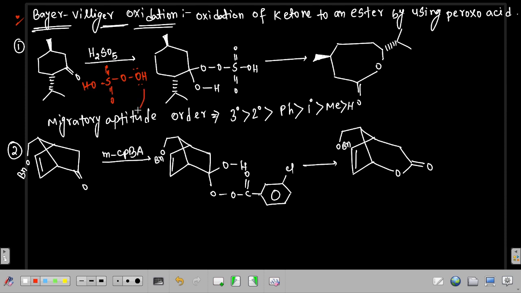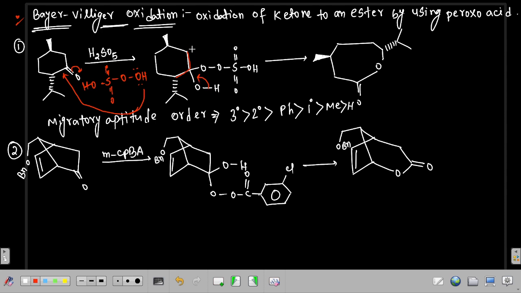Okay, so this lone pair of oxygen will react on this carbonyl and this bond will shift, and it leads to the formation of this intermediate. Next step, again there will be shifting, like a Beckmann rearrangement type of reaction. This bond will break, and there is a possibility that this carbon or this bond will shift to this oxygen.